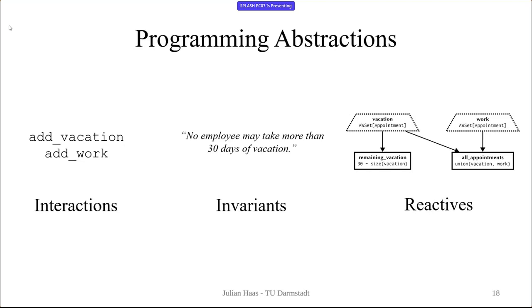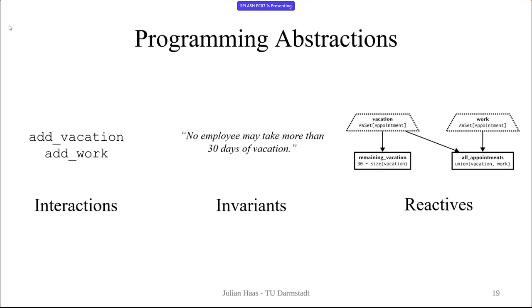So we could, for example, say, hey, we also want to define an all appointments derived value, which always simply displays the union of vacation and work. And since we're doing reactive programming, the reactive runtime would ensure that these derived values always get updated automatically. So whenever one of the inputs changes, like the top nodes in the data flow graph, the other ones get updated automatically.